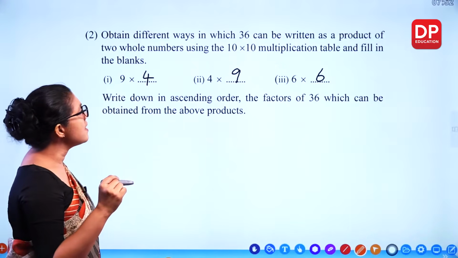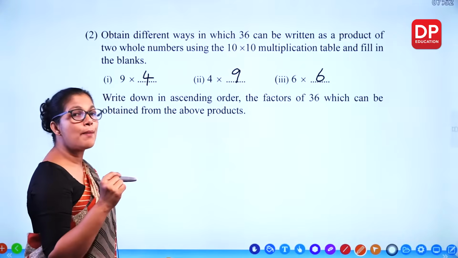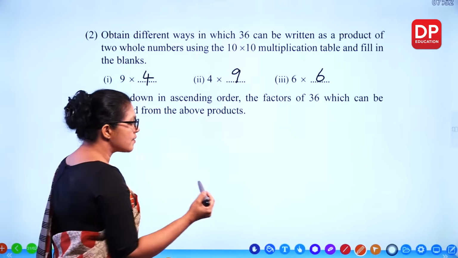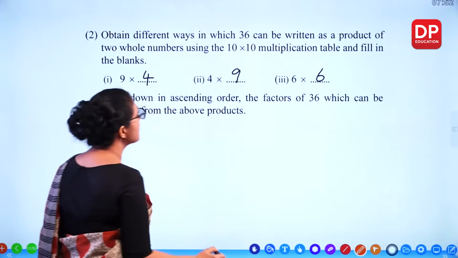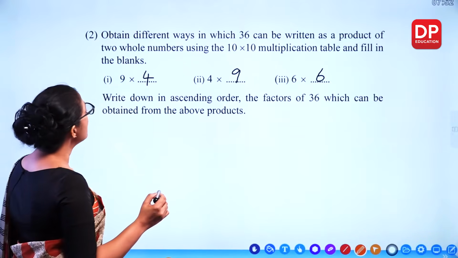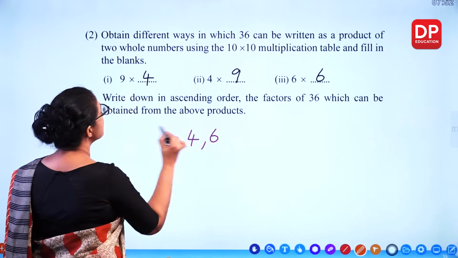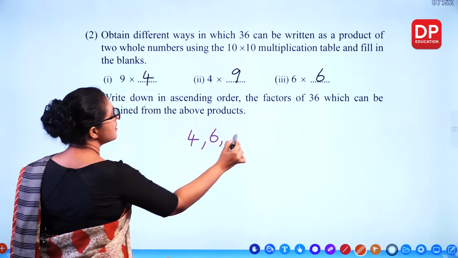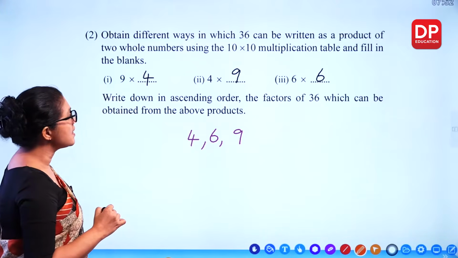Write down in ascending order the factors of 36 which can be obtained from the above products. So ascending means smallest to highest. So what's the smallest number? That's 4. The next number is 6 and 9. So those are the factors of 36.